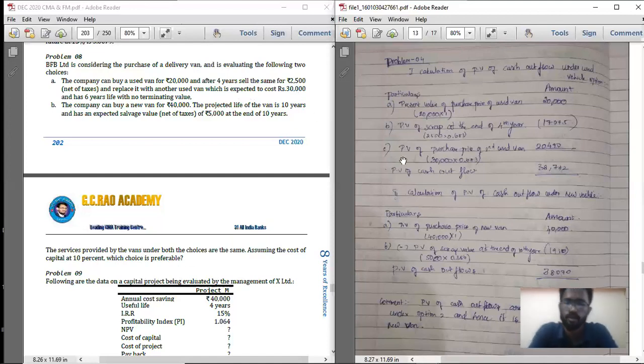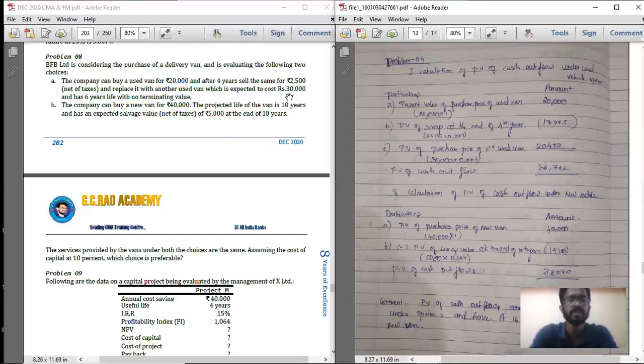So what is the present value for it? That you should calculate. Below that, small c, present value of purchase price of second used van. You are spending 30,000 rupees at the end of 4th year again. So what is the present value? 1 divided by 1.1 is 0.909 for first year, again press equal to, you will get 0.826 for second year, 0.751 for third year, and 0.683 for 4th year. Below that, record within bracket 30,000 into 0.683.